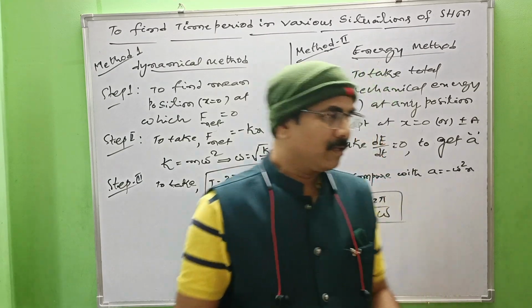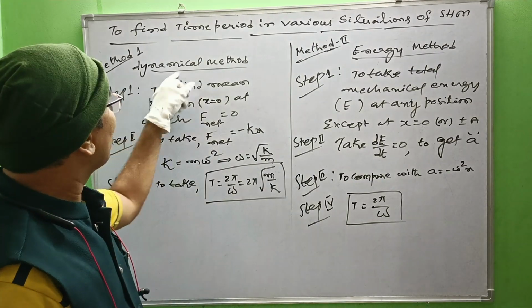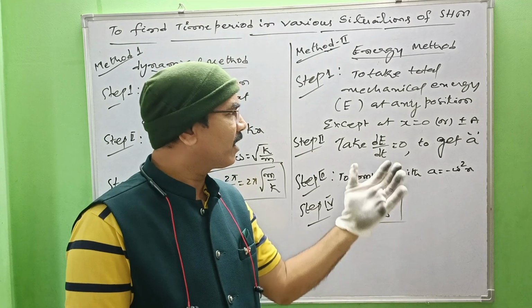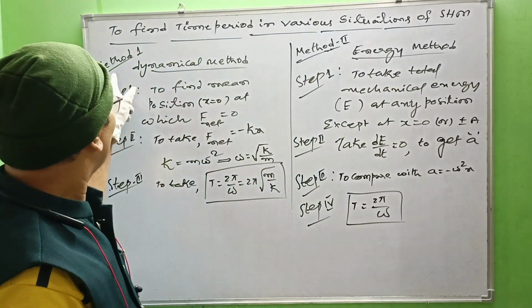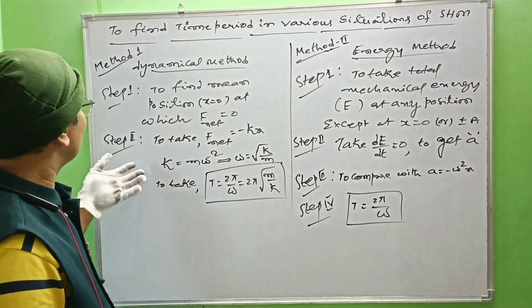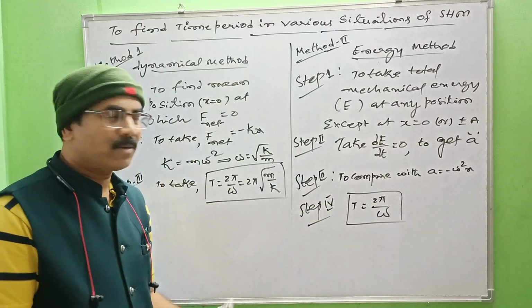So here we have two methods to adopt. First method, dynamical method, and second one is energy method. We can adopt any one of these two methods, right? In the first method, we have to follow some steps. Here we have three steps to find time period in various situations of simple harmonic motion, right?